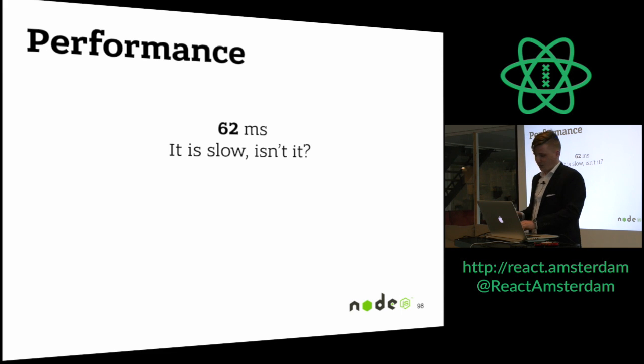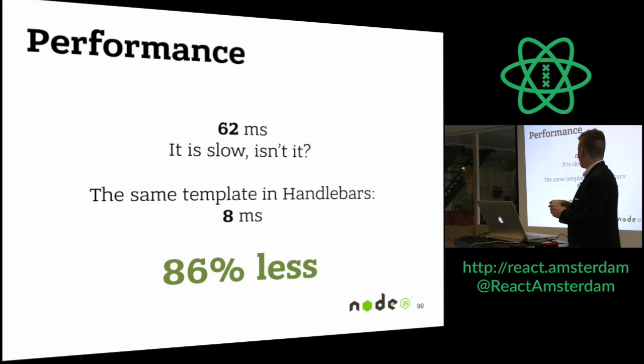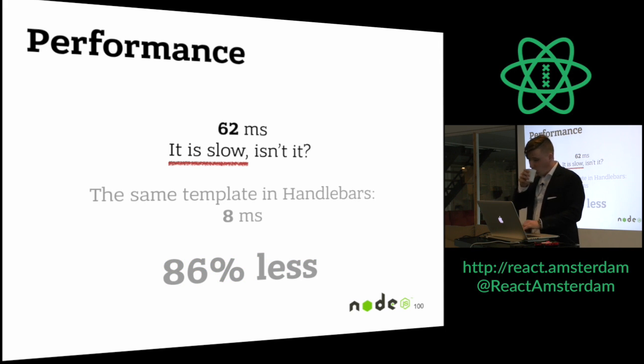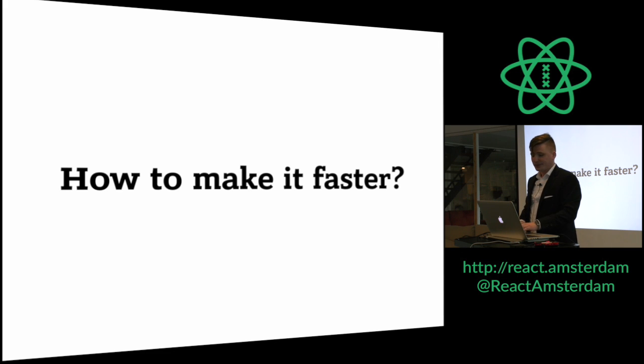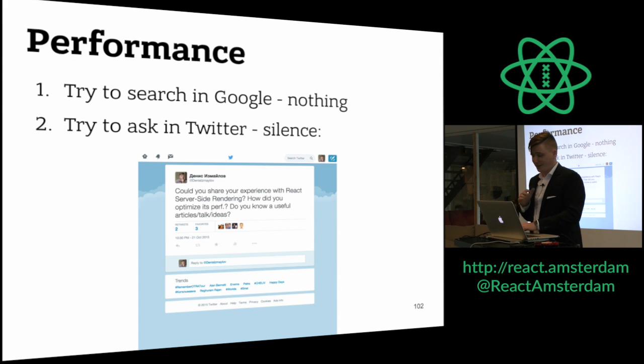Okay, so let's try to do it with Handlebars. With Handlebars, we will get 8 milliseconds. So I think that React is slower. How to make it faster? Okay, try to search in Google, nothing. Try to ask on Twitter, nothing, absolute silence.